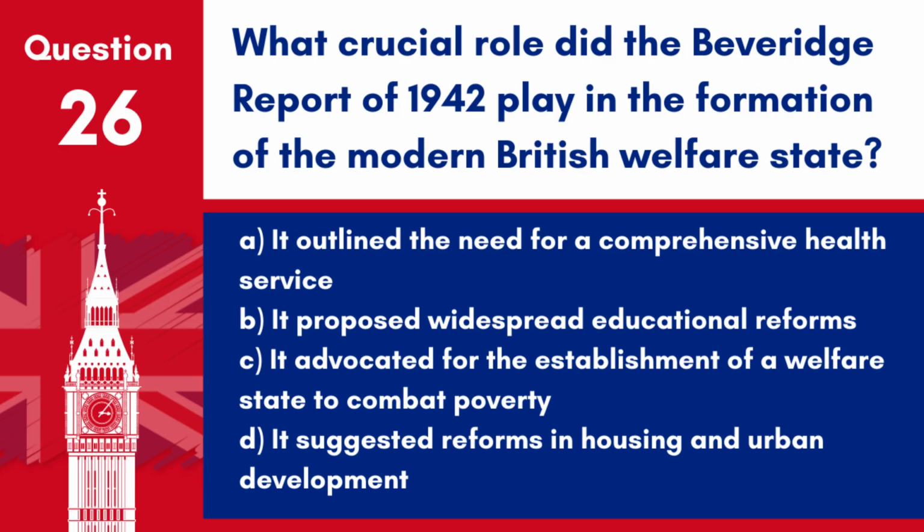Question 26. What crucial role did the Beveridge Report of 1942 play in the formation of the modern British welfare state? A. It outlined the need for a comprehensive health service. B. It proposed widespread educational reforms. C. It advocated for the establishment of a welfare state to combat poverty. D. It suggested reforms in housing and urban development.